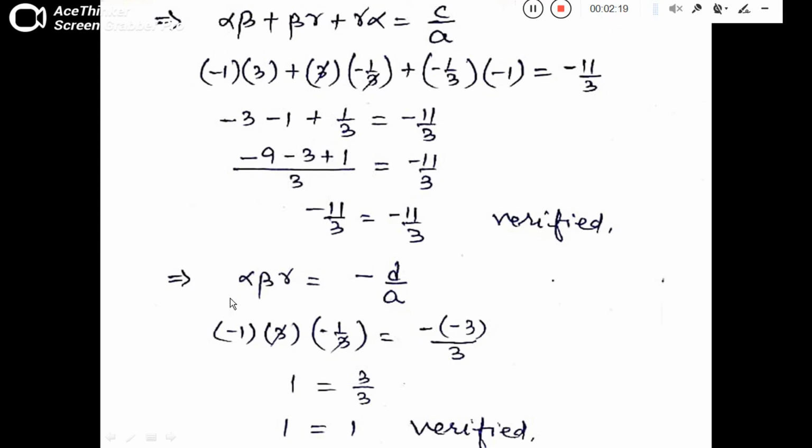And next, the product of zeros alpha into beta into gamma equals minus d by a, that is minus 1 into 3 into minus 1 upon 3 equals, the value of d and a is minus 3 upon 3, that you will get 3 upon 3, that is 1 here. The simplification of these numbers is also 1, meaning both the sides are equal, therefore the relationship between the coefficients and zeros of this polynomial is also verified.